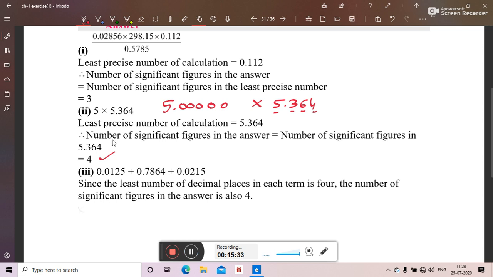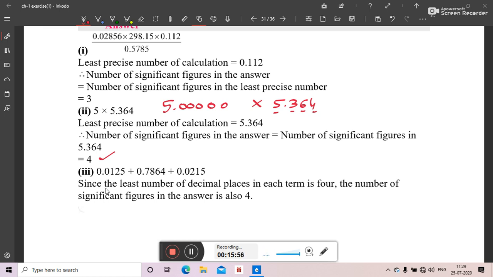Now in case of multiplication, we have to see all the digits in case of significant figures, and from them we have to select that the number which has the least number of significant figures will determine the number of significant figures in the answer.